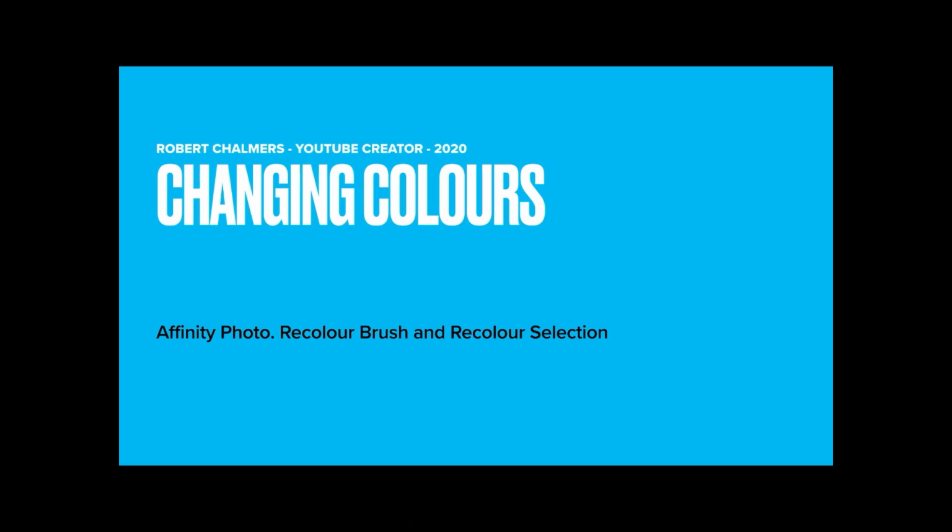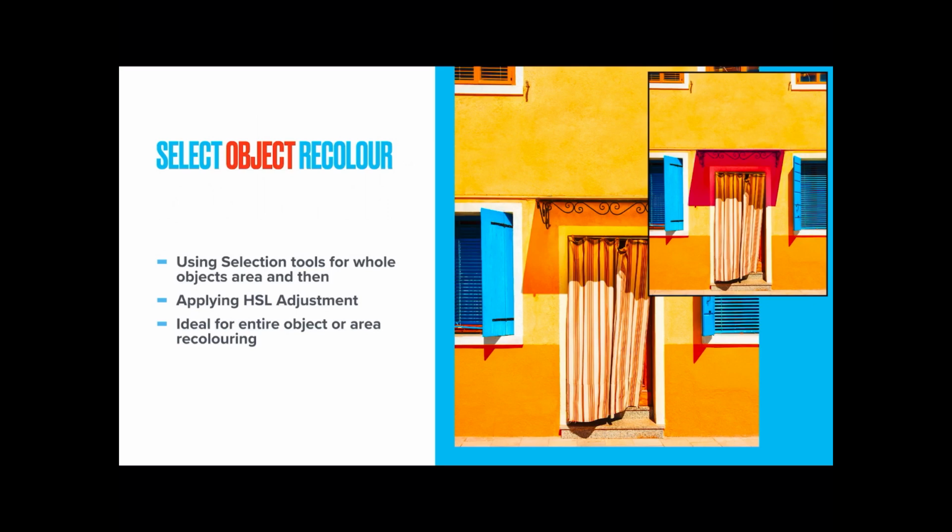Let's have a look at changing colours in Affinity Photo using the Recolour brush and Recolour selection. In this one we look at selecting an object to recolour, and you can see the inset there. I've changed the shadow just above the door from an orange colour to a red colour. For this I've used the selection tool for the whole object area and then applied a HSL adjustment.